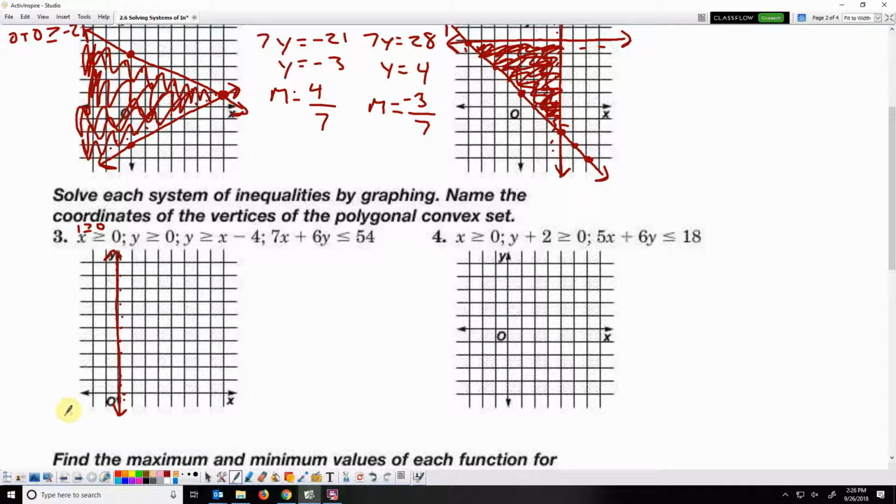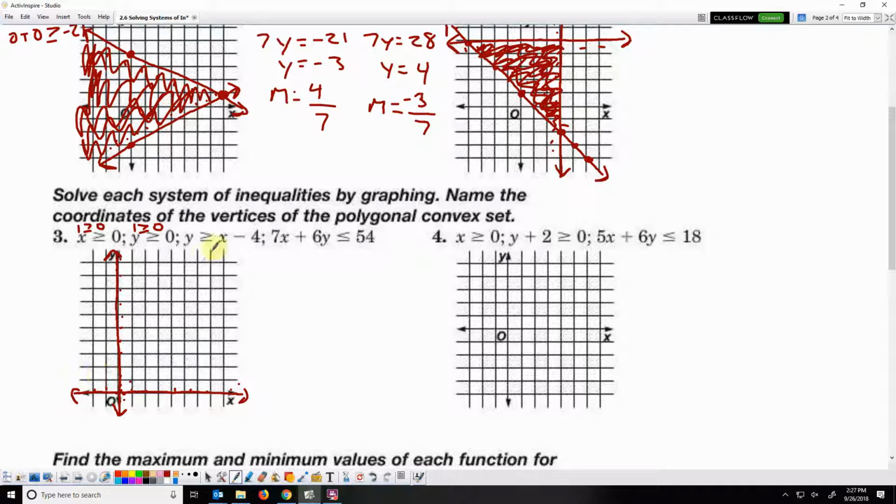Next, y is greater than or equal to 0. So that's right here on the x-axis. And I think I called this one the x-axis a minute ago. So x equals 0 is the y-axis. Y equals 0 is the x-axis. And since, again, we go through the origin, I'm going to test the point 1, 1. So I get 1 for y is greater than or equal to 0. That is true. So this one also wants to shade up. So this bar, I've shaded everything over here both times.